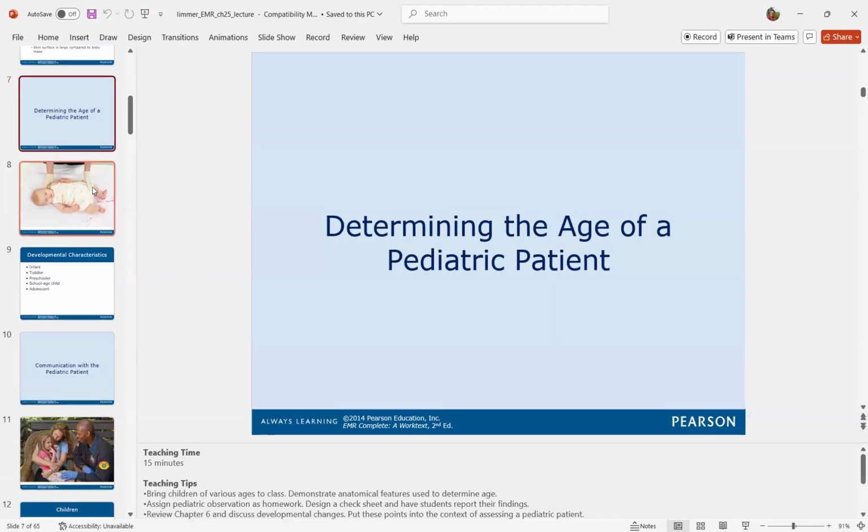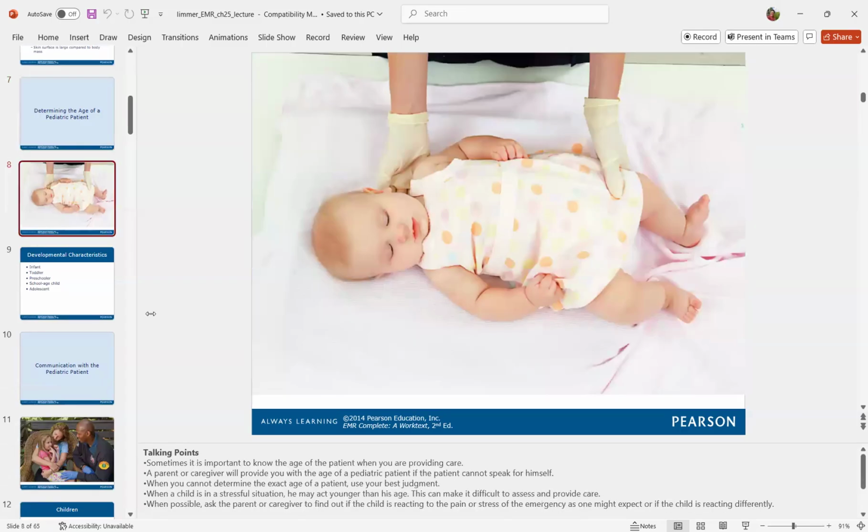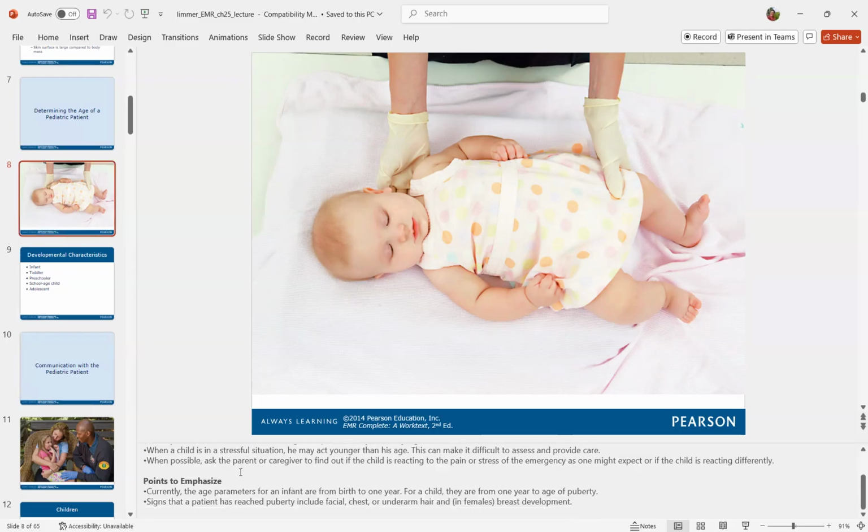Determining the age of a pediatric patient. Sometimes it's important to know the age of a patient when we're providing care. A parent or caregiver can usually tell you the age of that patient because they can't talk. When we can't determine the exact age of the patient, just use your best judgment. When a child is in a stressful situation, remember that they might act younger than their age. It can make it difficult to assess and provide care. So when possible, ask the parent or caregiver to find out if the child is reacting to the pain or the stress of the emergency as one might expect, or if they're reacting differently. That can change their age a little bit.